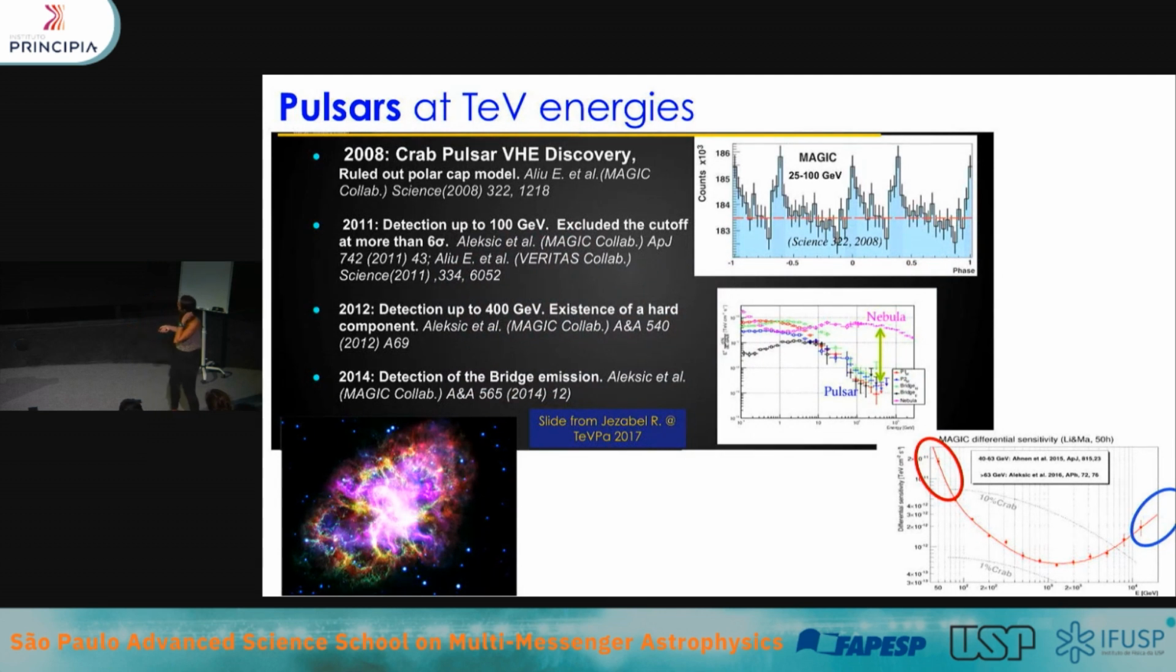So I would say that the one that we have studied the most is Crab. The pulsation was detected already in 2008, above 25 giga electron volts.